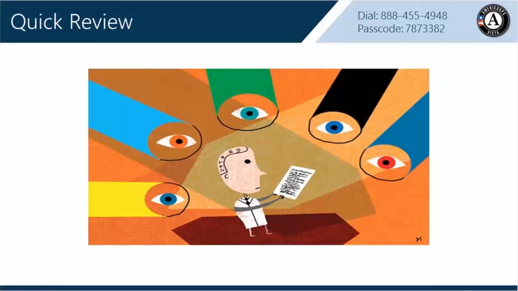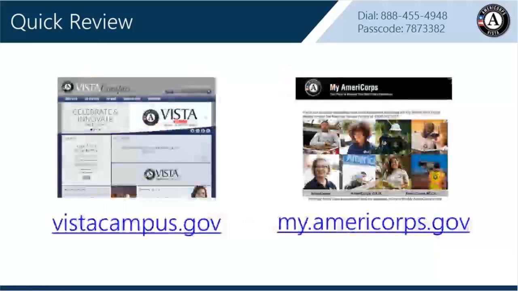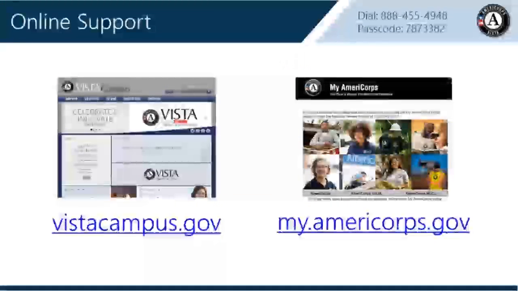So now we're going to shift to looking at ongoing support during your year of service. The 2 main websites that will support you throughout the year and even after your service are the VISTA Campus and My AmeriCorps. My.americorps.gov is where you apply to your position, where you did your direct deposit form, and where you can access your VISTA assignment description. It is also where, in a few weeks, you will be able to access your living allowance statements, you can request certain benefits, and print out your service letter. We'll talk about these a little later.